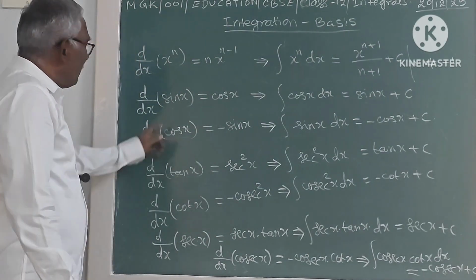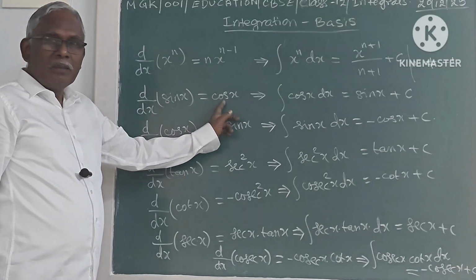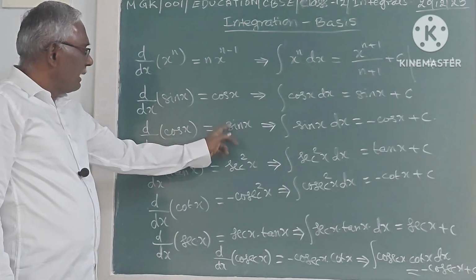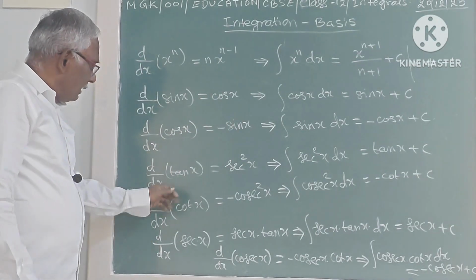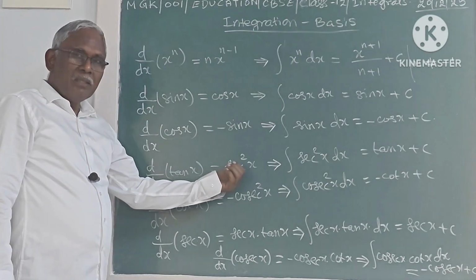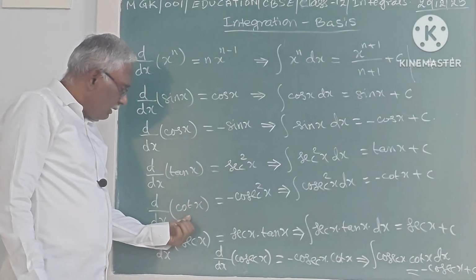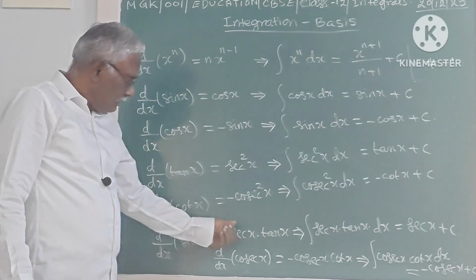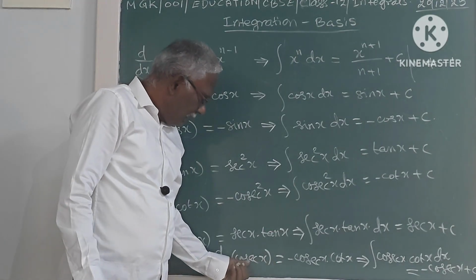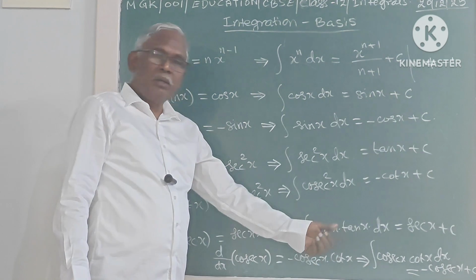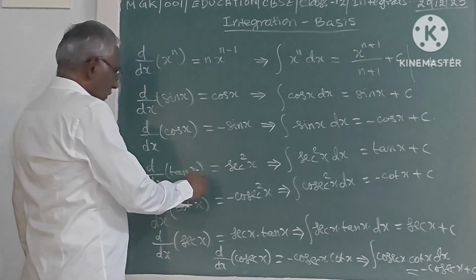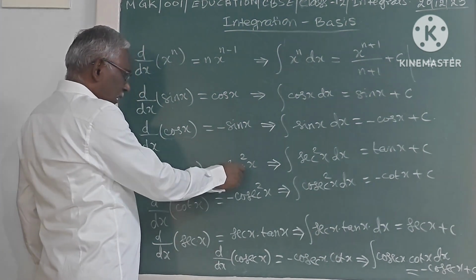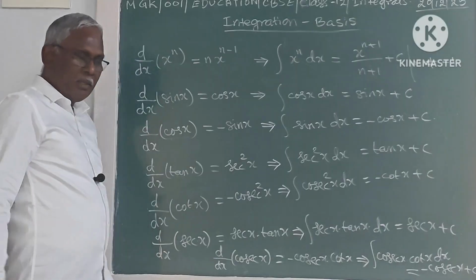So here sin x if we differentiate, cos x is coming, and cos x if we differentiate, sin x, of course minus. If we differentiate tan x, secant square x is coming. Cot x if we differentiate, minus cosecant square x is coming. If we differentiate secant x, secant x tan x. If we differentiate cosecant x, minus cosecant x cot x. That means you can see here tan means secant is coming, cot means cosecant is coming.